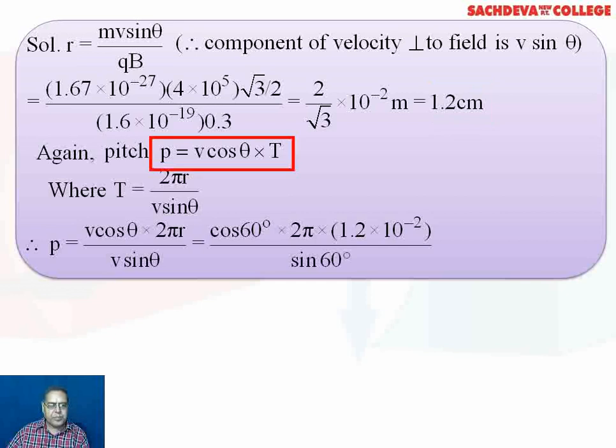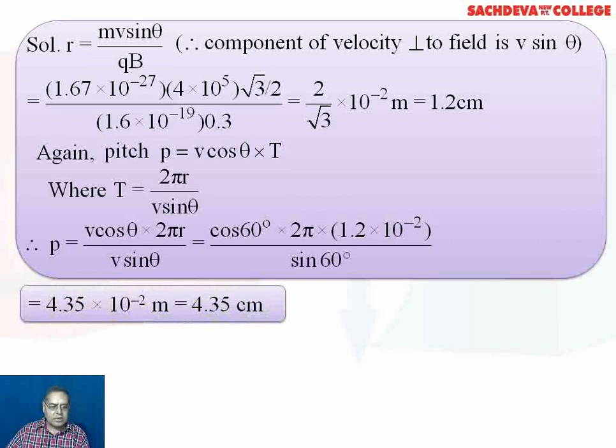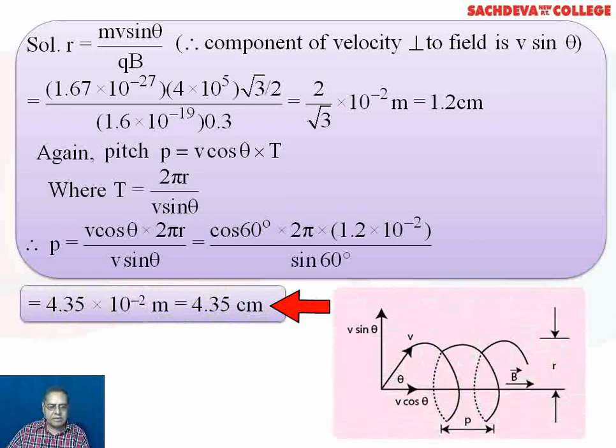Again, the pitch P, as shown in the figure, will be calculated by v cos theta into T, and T is 2 pi R over v sin theta. Again, compute the values. It is equal to 4.35 into 10 to the power minus 2 meters, or 4.35 centimeters. Check out the values of the components and the helix.